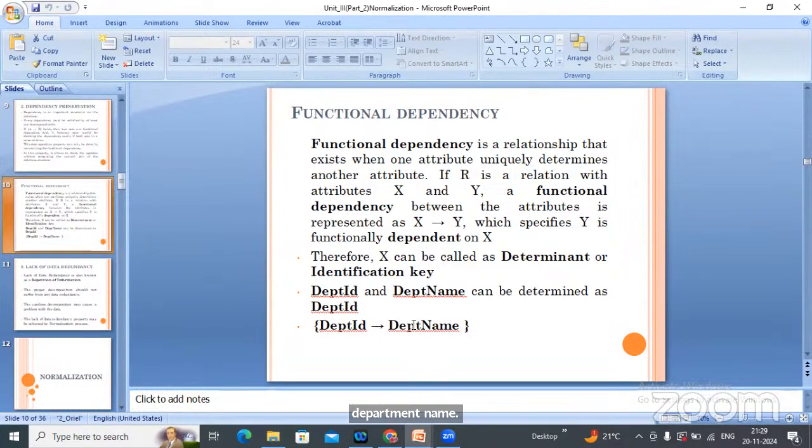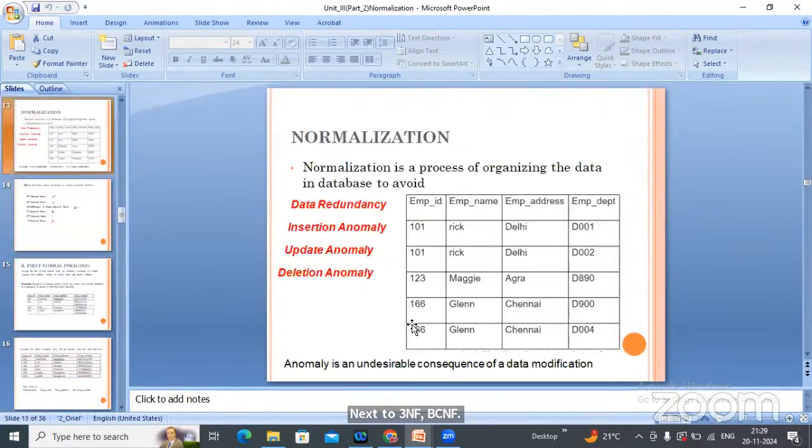Next, lossless dependency. ఇప్పుడే చెప్పాను కదా, lossless join dependency decomposition. Next, 3NF, BCNF, multi-valued 4NF, normalization. See, first normal form. So why are we using normalization? Normalization is a process of organizing the data to avoid data redundancy, insertion anomaly, update anomaly, deletion anomaly. Anomalies is nothing but errors. Okay. So normalization is used to avoid these things.